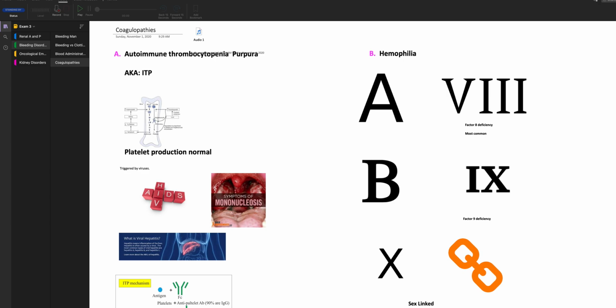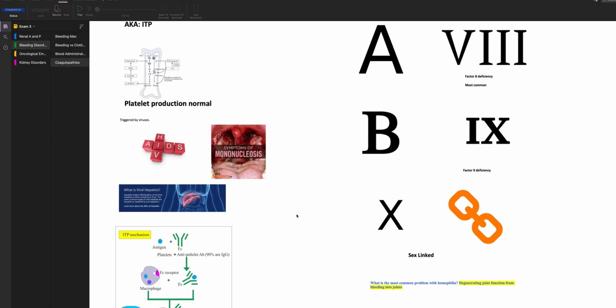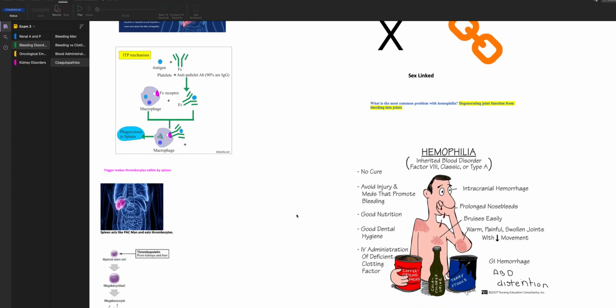purpura, aka ITP. Okay, so what happens in this condition is something causes the platelet level to drop low. Platelets are being produced at a normal rate, but the platelet level drops low. The reason is something triggers the macrophages to taste very good to the spleen. A virus is essentially a trigger. So the person is going to have a virus, let's say hepatitis, mono, or HIV. They have this virus. It makes their macrophages taste more delicious to the spleen. So the spleen acts like a Pac-Man and eats the thrombocytes.